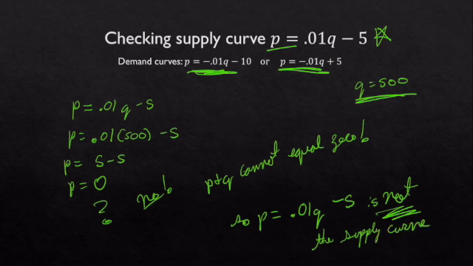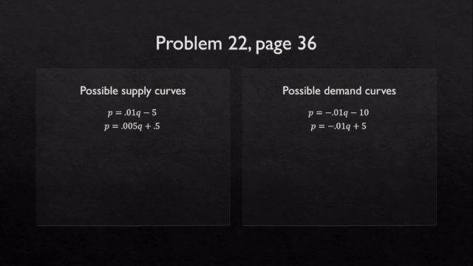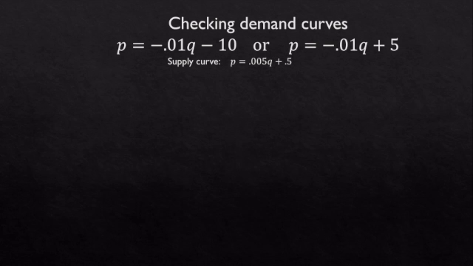So let's go back to the original problem. I had 2 possible supply curves and 2 possible demand curves. Using the process of elimination, we have eliminated our first supply curve. Next, I need to check the second supply curve with our 2 demand curves. So I have supply curve p equals 0.005q plus 0.5, and I need to set it equal to each of these demand curves.